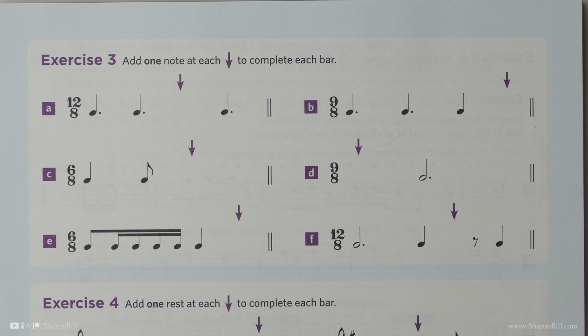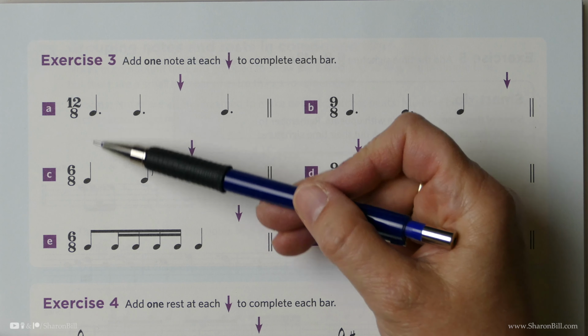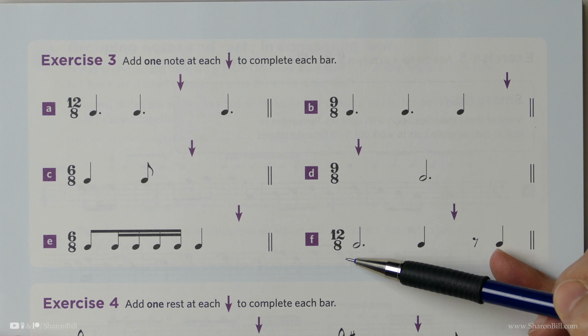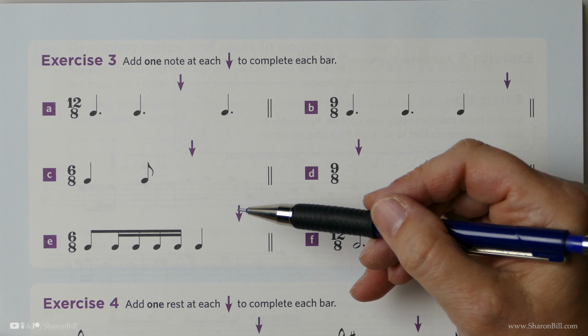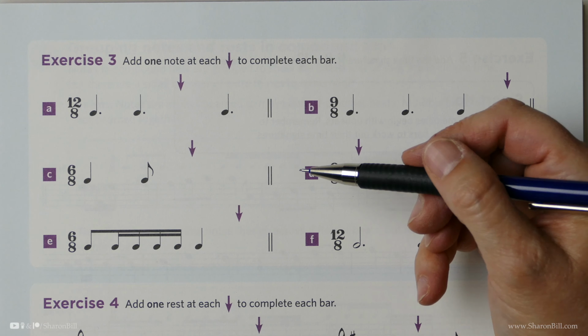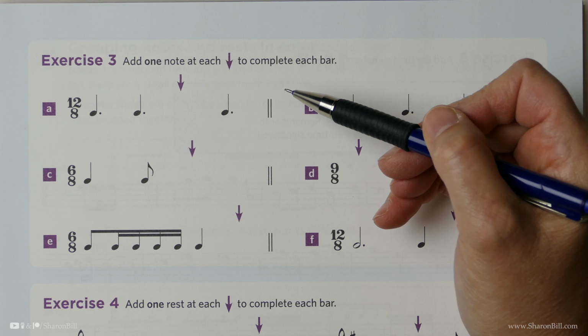Continuing on in the ABRSM Discovering Music Theory Grade 3 workbook, we move on to page 13, continuing with the topic of compound time. And so exercise 3 gives us several examples in these new compound time signatures. I suppose that should be compound time signatures, shouldn't it? And we're required to just add one note to complete each bar.